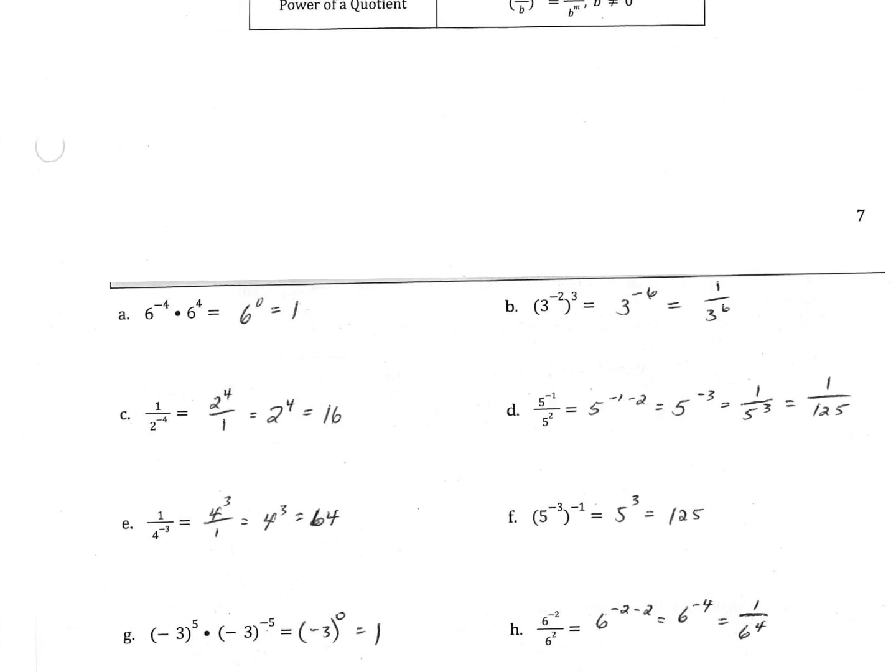Letter A, 6 to the negative fourth times 6 to the fourth. If we take negative 4 and 4 and we add those, we get 6 to the 0 power. Any number to the 0 power is still 1. If we have negative 2 and 3 both as exponents, we can multiply those together to get negative 6. But then 3 to the negative 6th can go underneath. We could end there. You could type 3 to the 6th power in a calculator if you needed to.